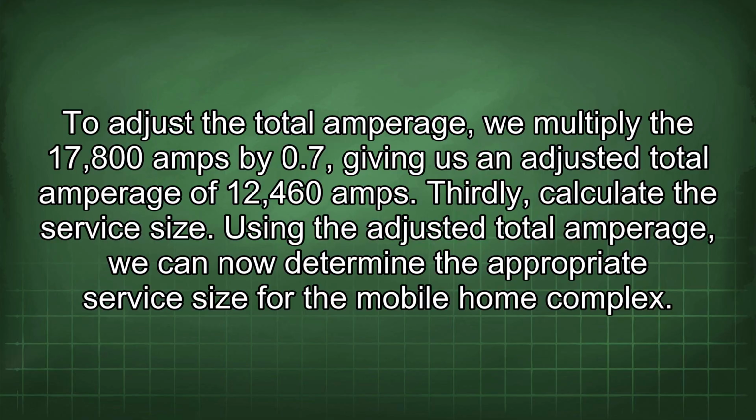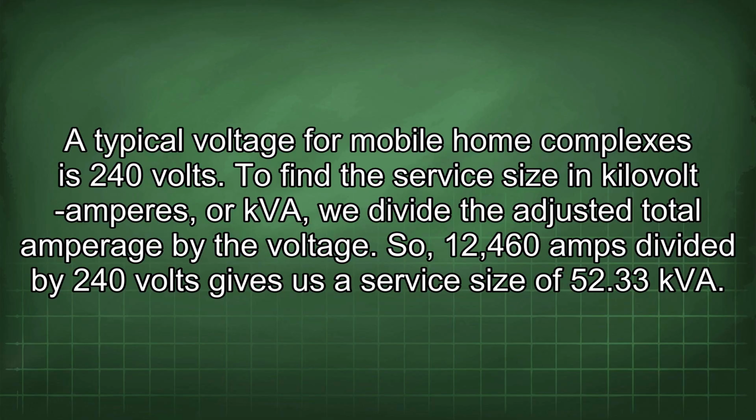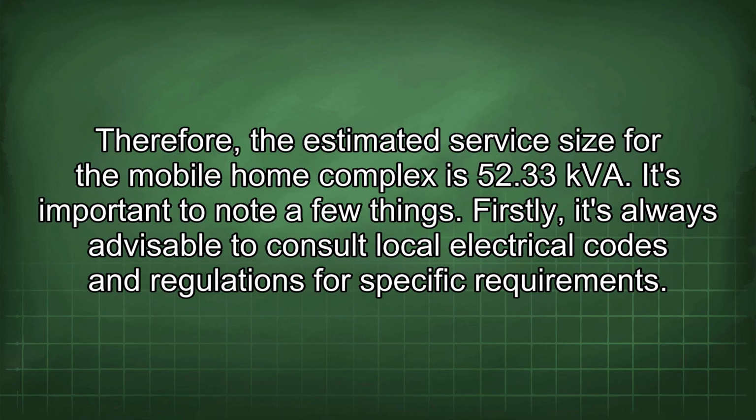Thirdly, calculate the service size. Using the adjusted total amperage, we can now determine the appropriate service size for the mobile home complex. A typical voltage for mobile home complexes is 240 volts. To find the service size in kilovolt amperes, or kVA, we divide the adjusted total amperage by the voltage. So 12,460 amps divided by 240 volts gives us a service size of 52.33 kVA. Therefore, the estimated service size for the mobile home complex is 52.33 kVA.